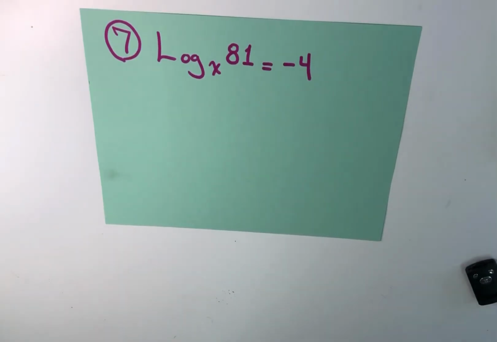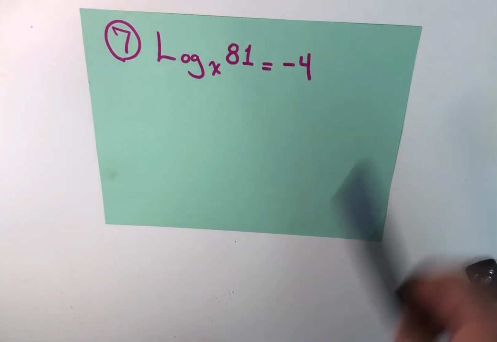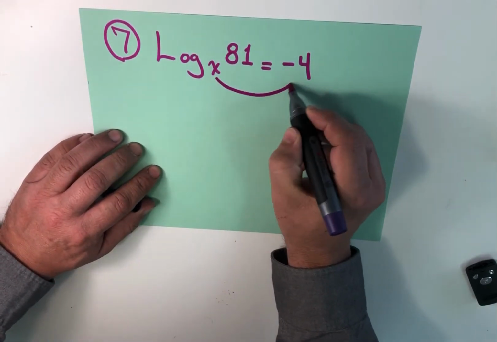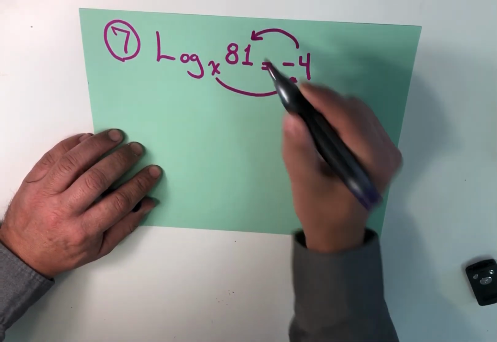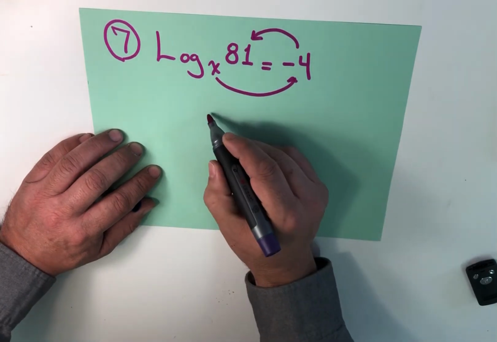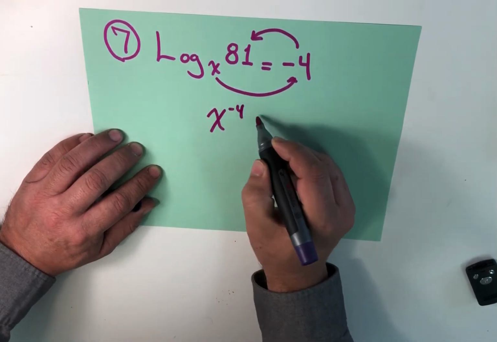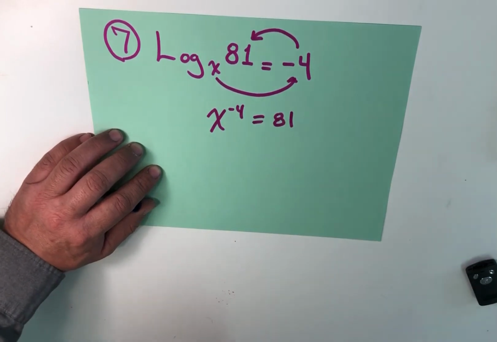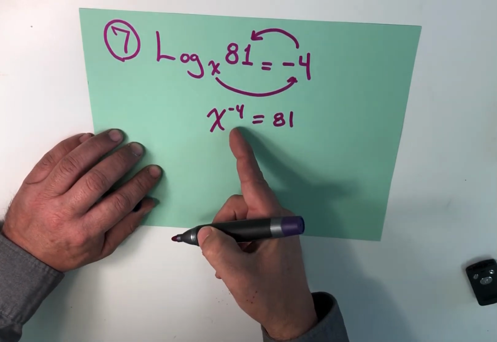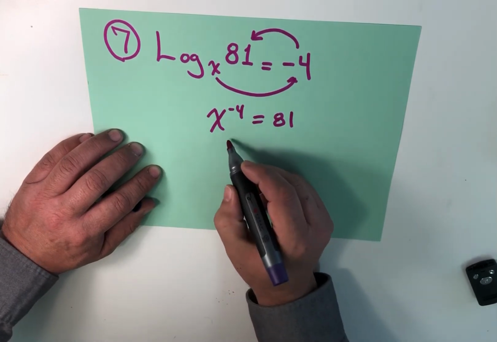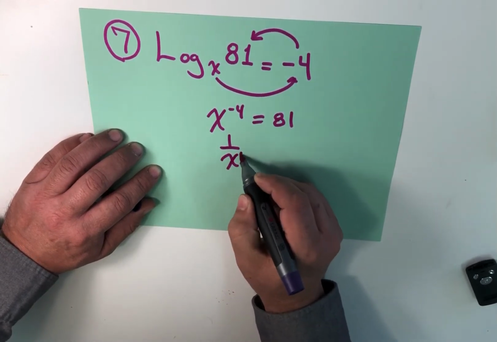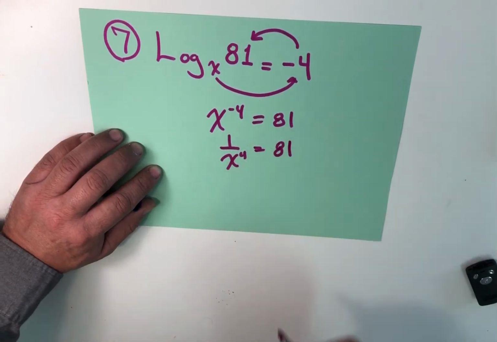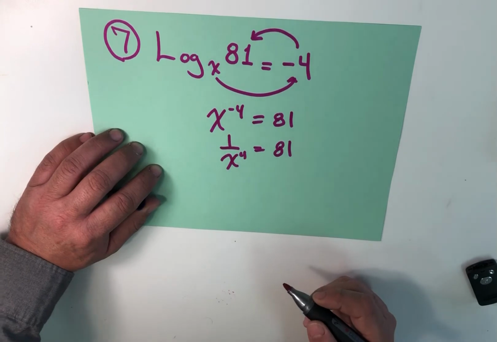Okay, so now we have example number 7. In example number 7, once again, you're going to see only one log, so I'm going to rotate, and I do so with my little arrows. Changing it to exponential will give me x to the negative 4 is equal to 81. But wait! My teacher told me that I should never have negative exponents, so let's make them happy. So I'm going to bring this to 1 over x to the 4th power. And that still equals 81, and now all my exponents are positive.